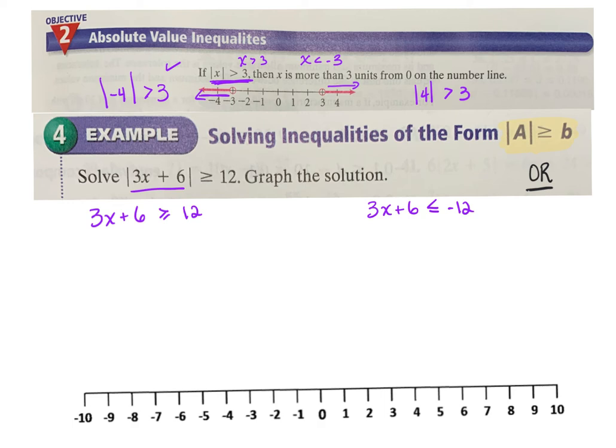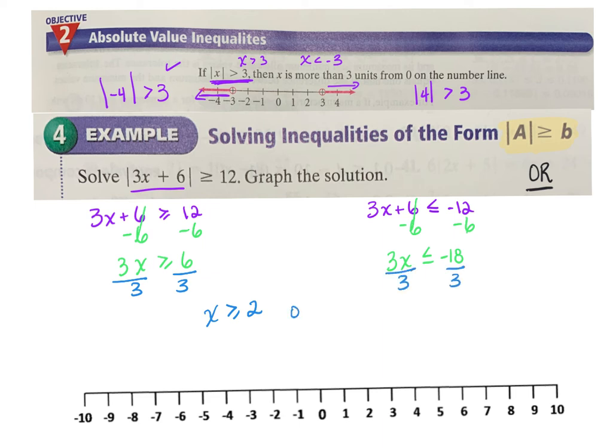We have set them up, and now we're just going to solve them. Subtract 6 from both sides. 3x is greater than or equal to 6. Divide by 3. x is greater than or equal to 2. That's one of my inequalities. Same thing over here. Subtract 6. 3x is less than or equal to negative 18. Divide by 3. And we get, or, x is less than or equal to negative 6.